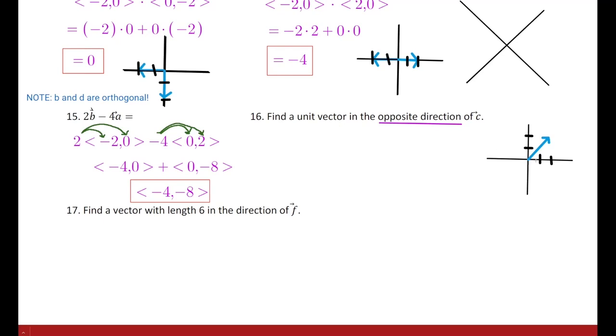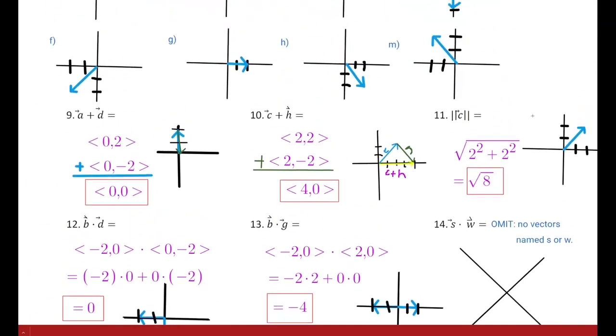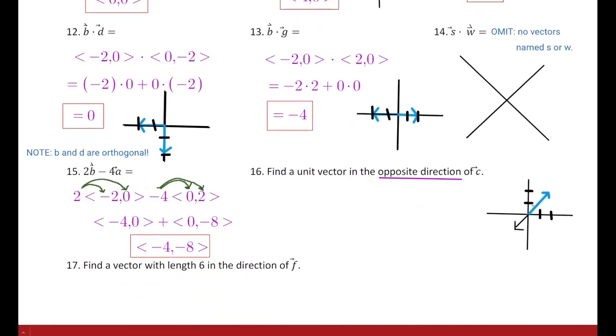Now what we're looking for is a vector in that direction, so down and to the left, but that has a magnitude of 1. The magnitude of C here is root 8. We calculated that up here in number 11. So root 8 obviously is not the same as 1. So what we'll have to do is first find a unit vector in the same direction as C, and then we'll flip it around by essentially just multiplying everything by negative 1.